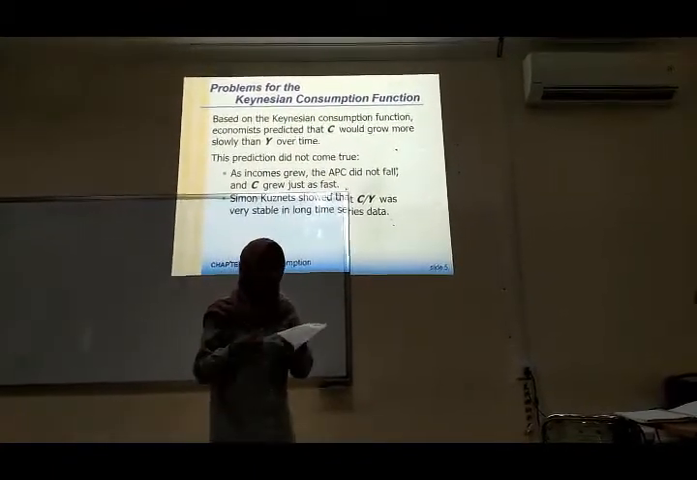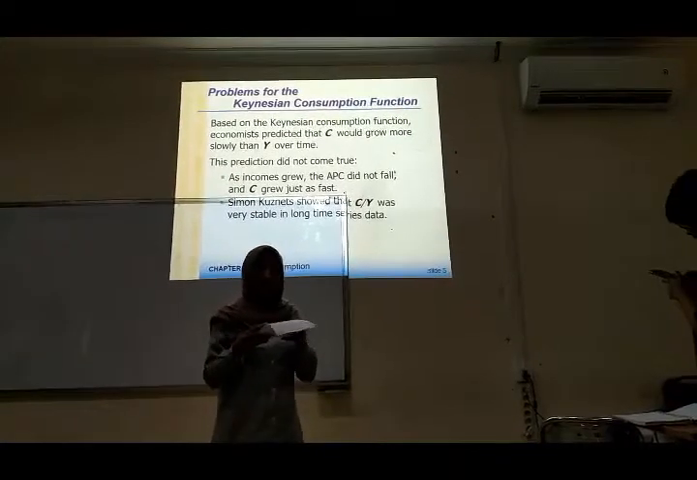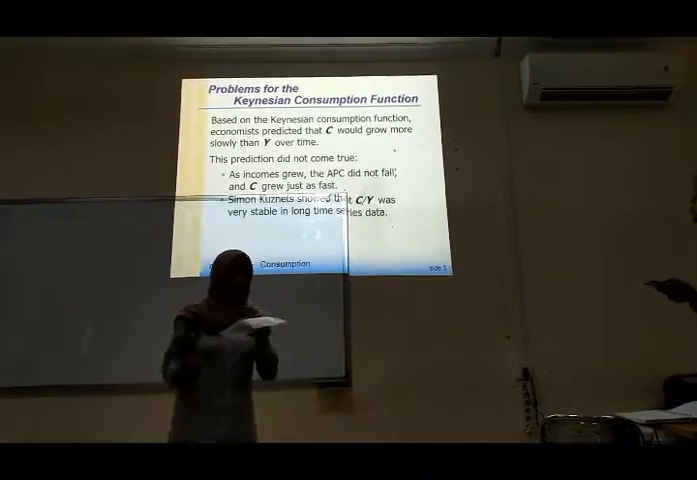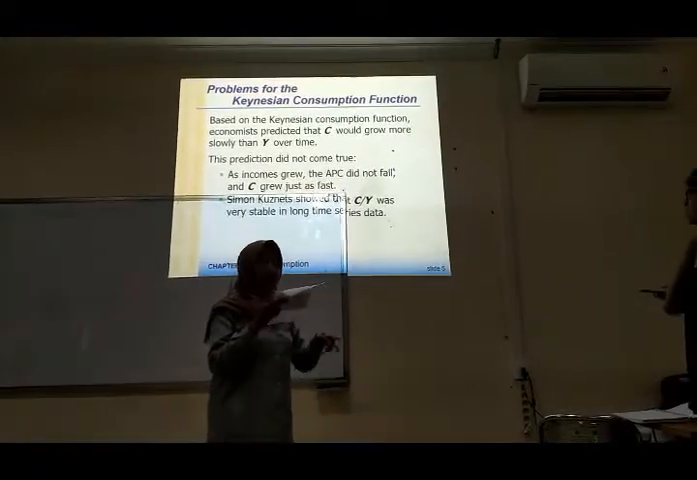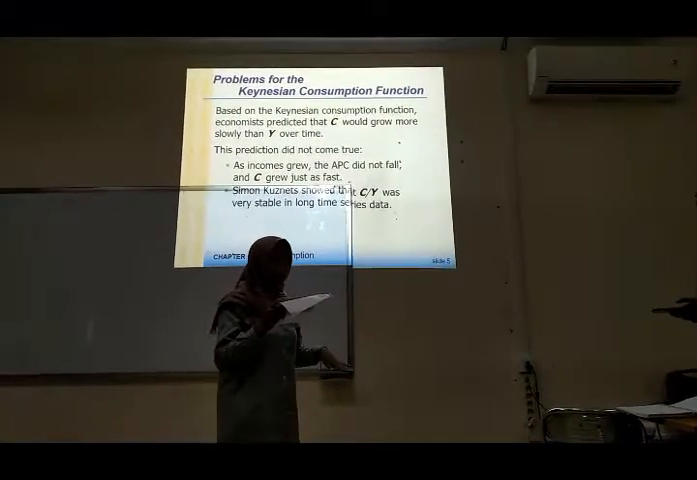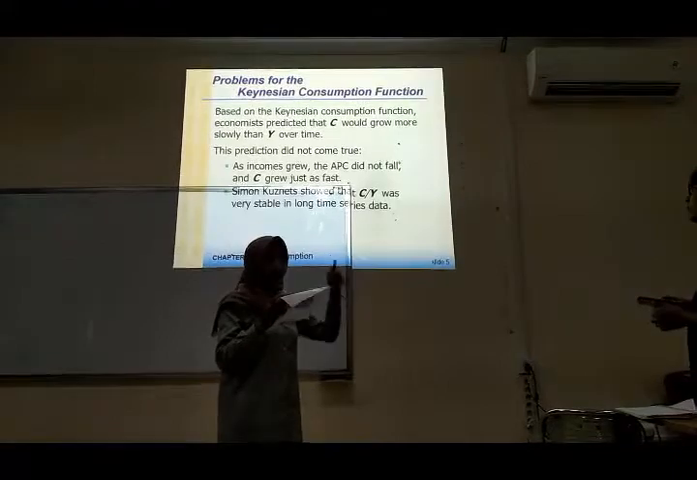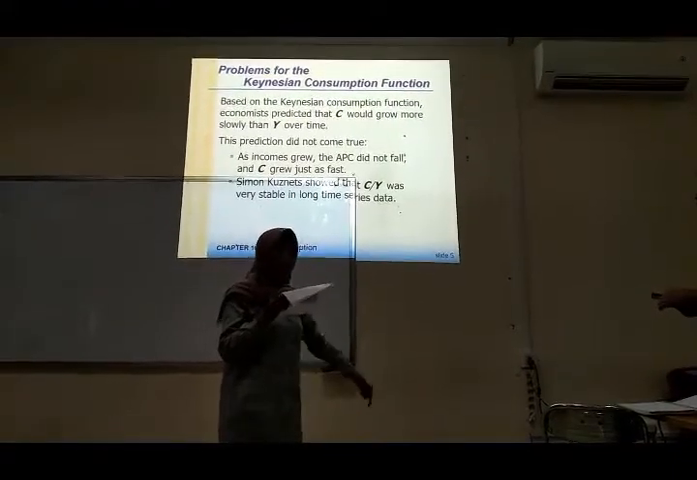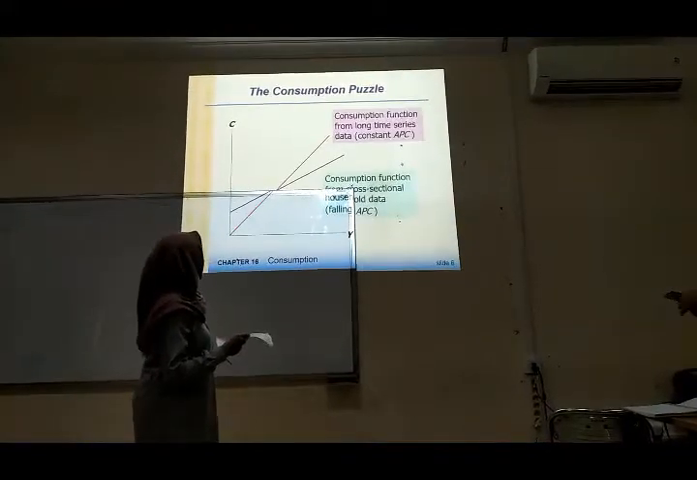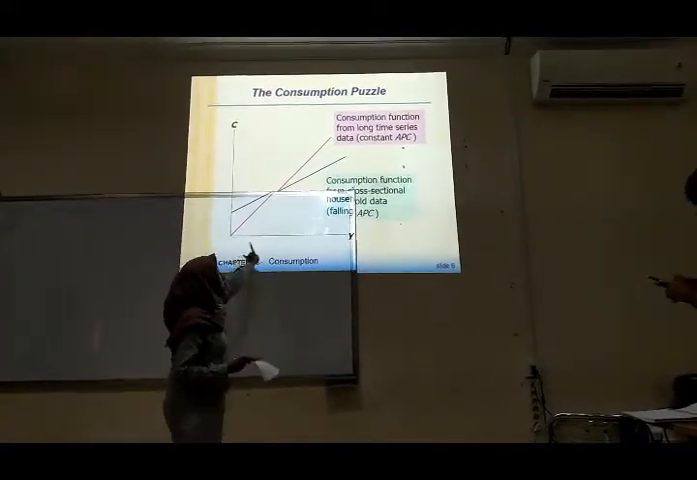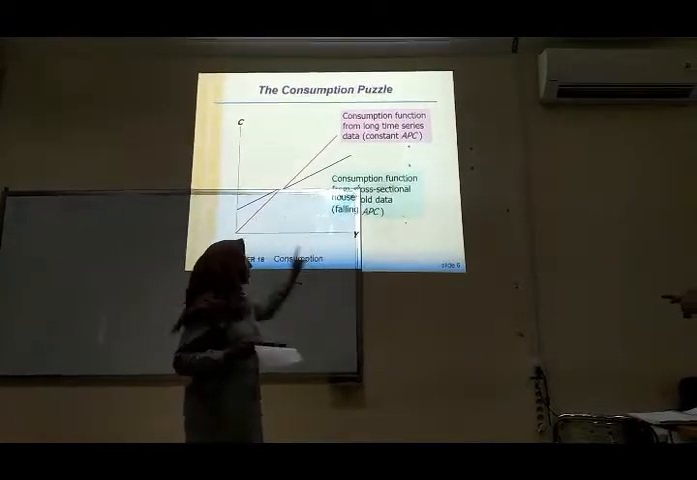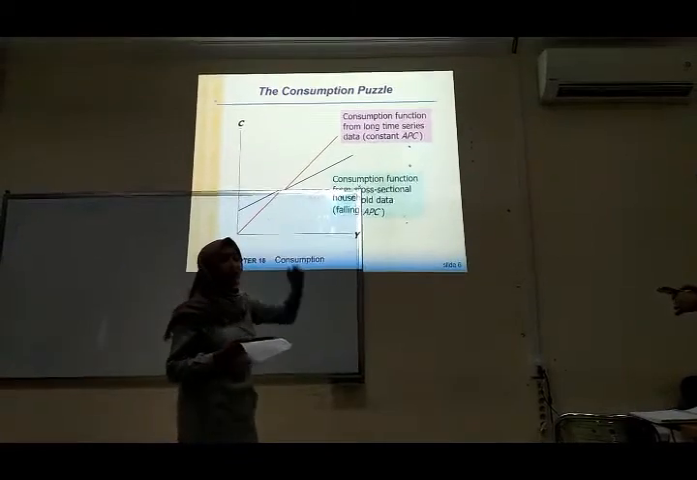Based on the Keynesian consumption function, economists predicted that C would grow more slowly than Y over time. This prediction did not come true because as income grew, the APC did not fall, and C grew just as fast. Second, Simon Kuznets showed that C over Y was very stable in long-term data. The blue line shows short-term data, and the red one is for the long-term data.